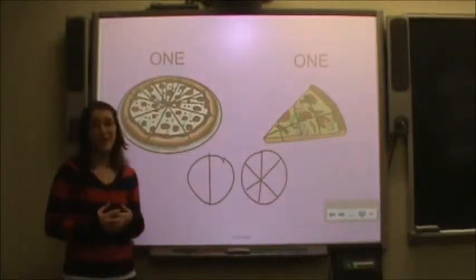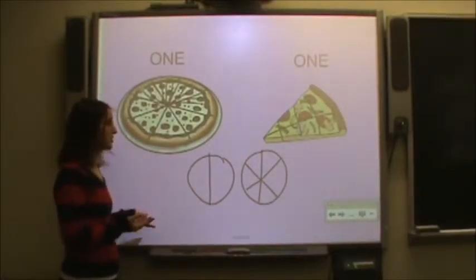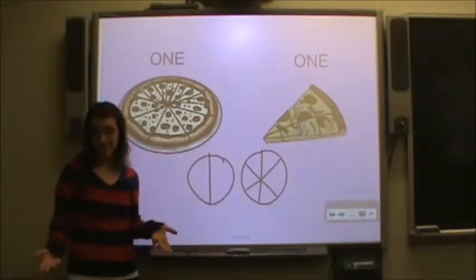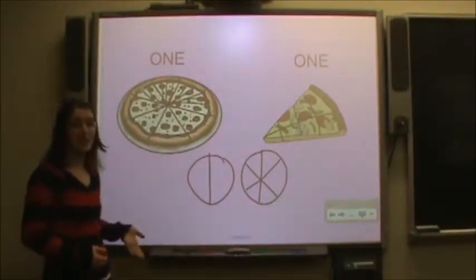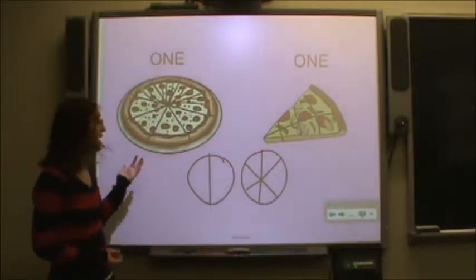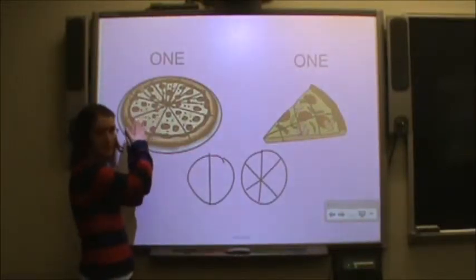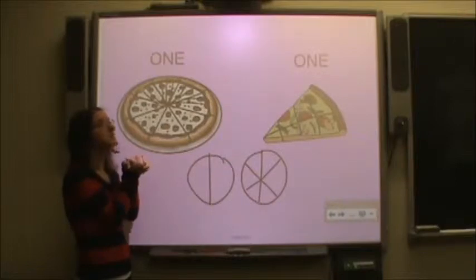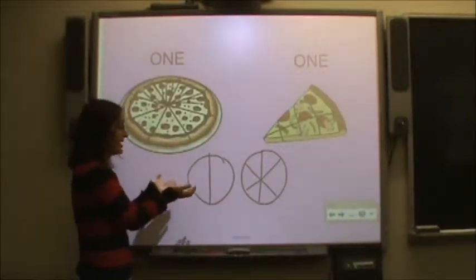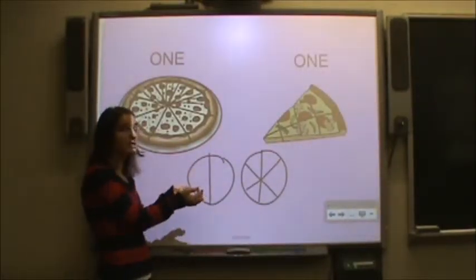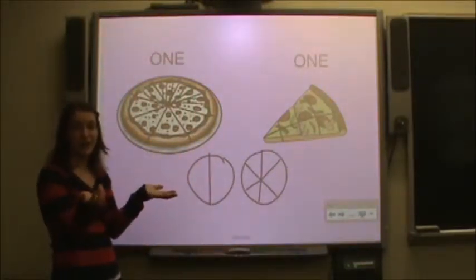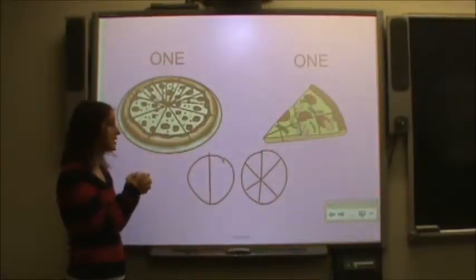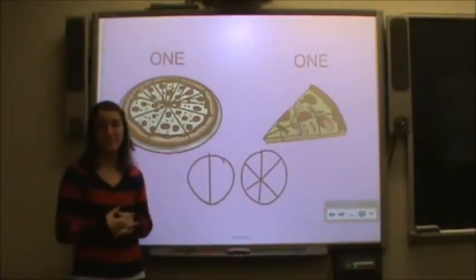However, when you decide to cut something into more or less pieces, that's going to change the size of the piece, obviously. If you have 8 slices of pizza in this whole pizza, the pieces are going to be bigger than if you had 100 pieces. If I were to cut those into 100 pieces, those pieces would be tiny. But if I only cut it into 2 pieces, those pieces are going to be a lot bigger than if I had 8 pieces. So depending on how many pieces you cut it into, the pieces are going to be different sizes.